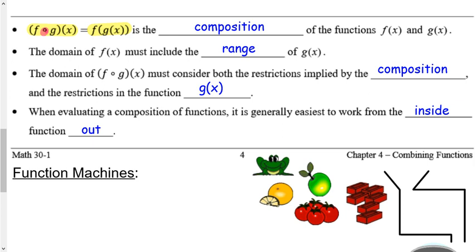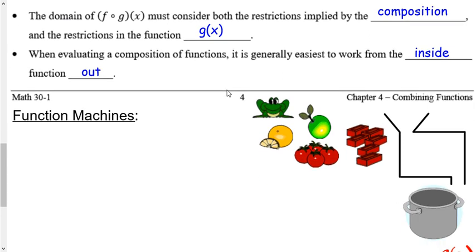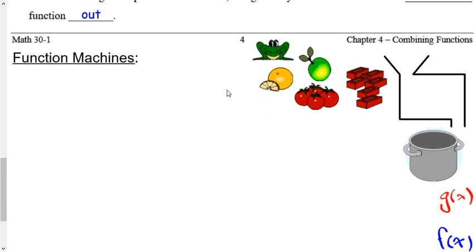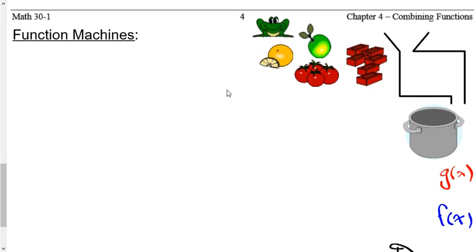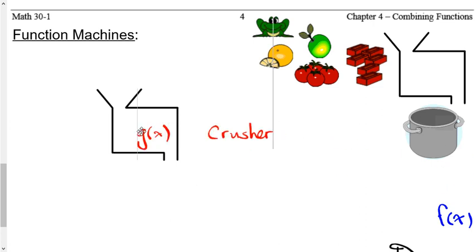Now let's go back to that domain and range idea. We've looked at function machines in some earlier lessons, so we're going to do something similar now. Suppose I have some machine, and this is going to be a function machine. It's going to take some input and give some output. Let's imagine I'm going to call this g of x, so that's my function. And let's say my function is a crusher.